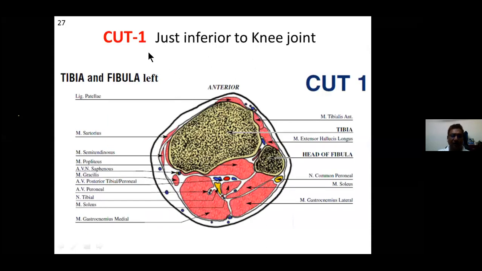In cut one, just inferior to the knee joint, you see the anatomy. Major neurovascular structures are posterior to the tibia. And this is the common peroneal nerve, which lies just behind the neck of the fibula. Wires can simply be inserted within an arc of 220 degrees. From here to there, you can place wires. The safe zone extends from here to the fibula, excluding the patellar attachment. This is the ligamentum patellae.